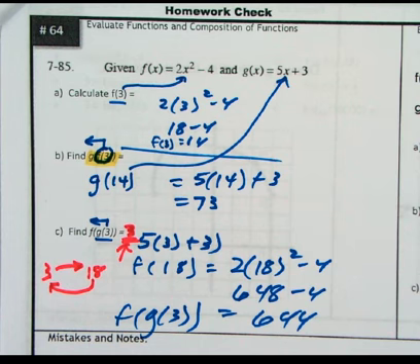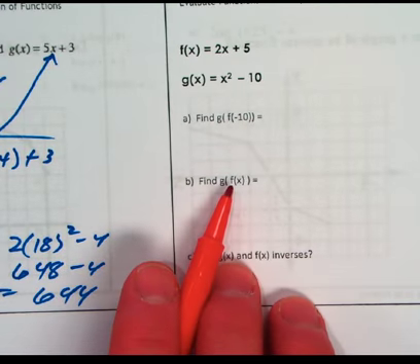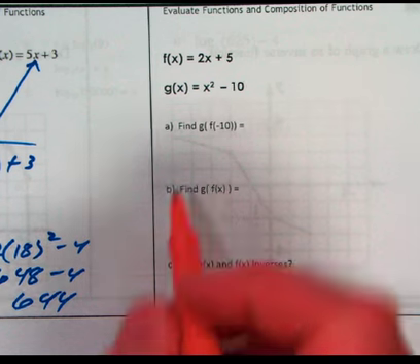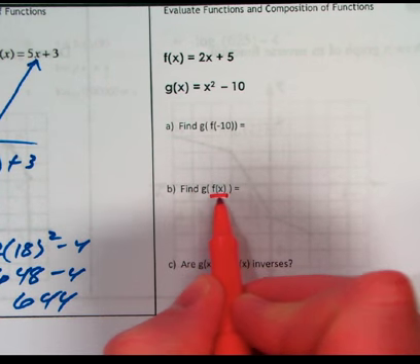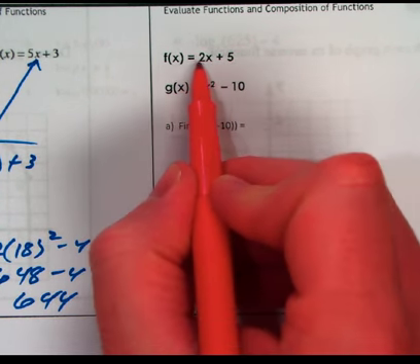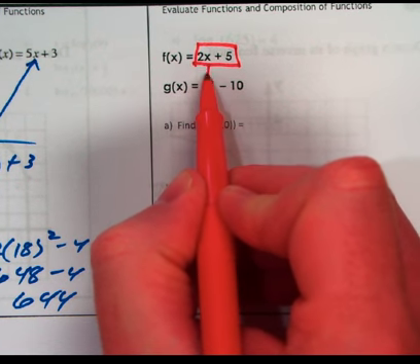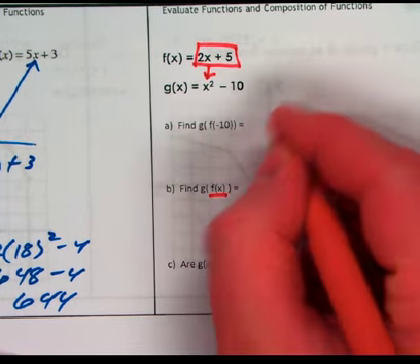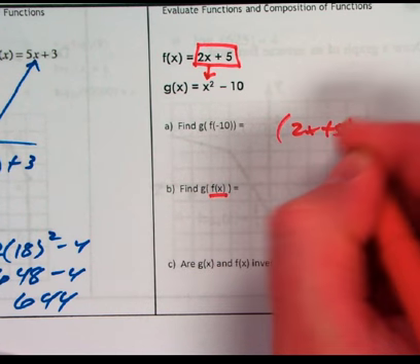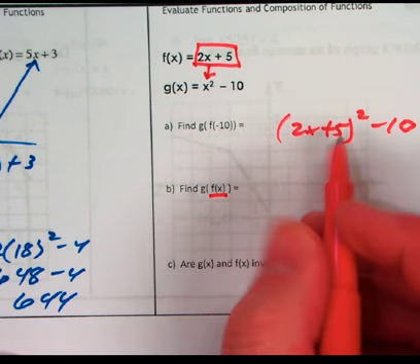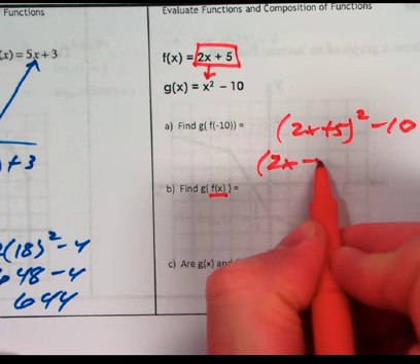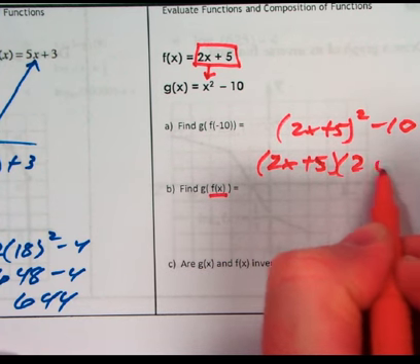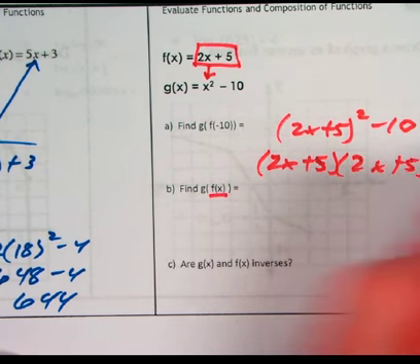You're also going to have to deal with plugging in a whole equation. So in this type, where it's g of f of x, you take the whole f of x function, the whole function, and plug it in for x on the other problem. So then that would look like this: 2x plus 5 quantity squared minus 10. And then you're going to have to multiply that out with 2x plus 5 times 2x plus 5, and then of course minus 10. Work all that out and see what it equals.